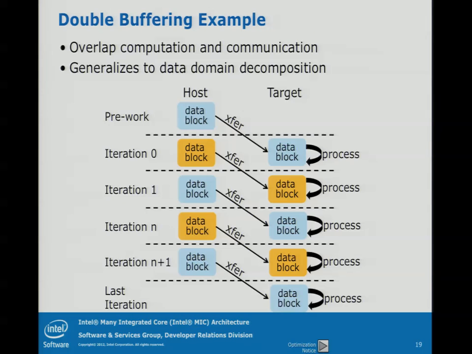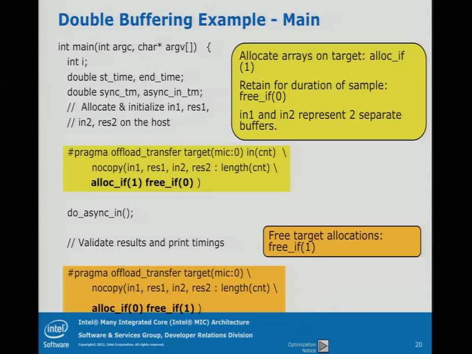If you go back, we need 2 buffers. We need one for the data that is currently in flight, and the second buffer stores the data we are just working on. Double buffering. So we allocate those buffers on the mic. We do something, and then at the end, we again don't copy anything back and forth. We just tell the compiler, free the data structures that we allocated here. That's the reason for alloc_if and free_if.